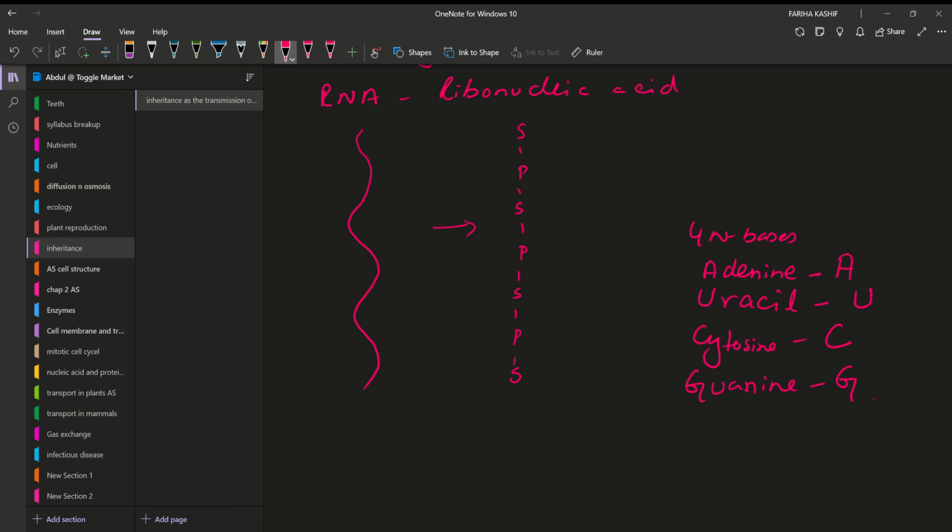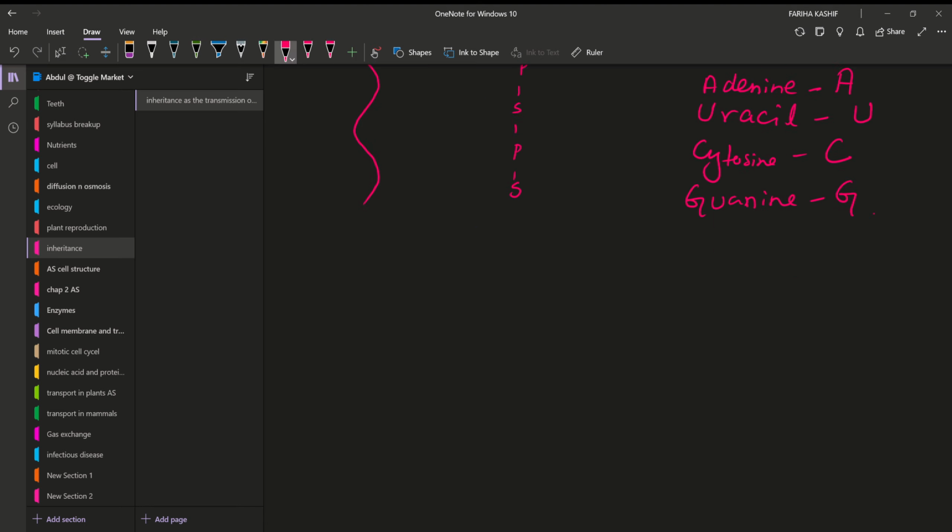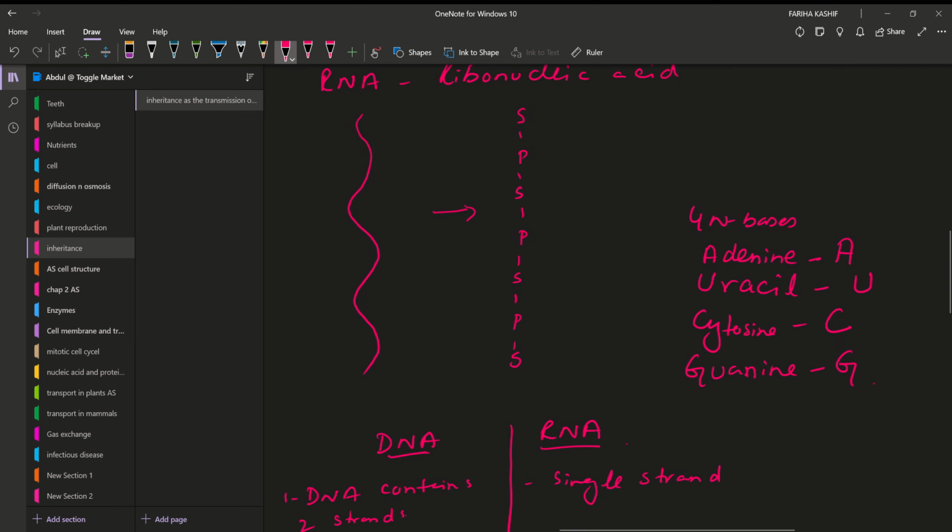So now tell me, what is the difference between DNA and RNA? Uracil, number 1, first difference. DNA contains 2 strands, whereas RNA contains a single strand. One single strand. One more thing.